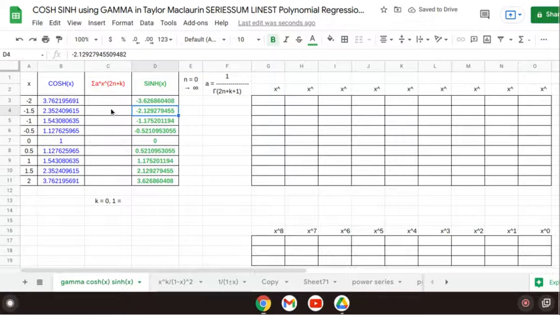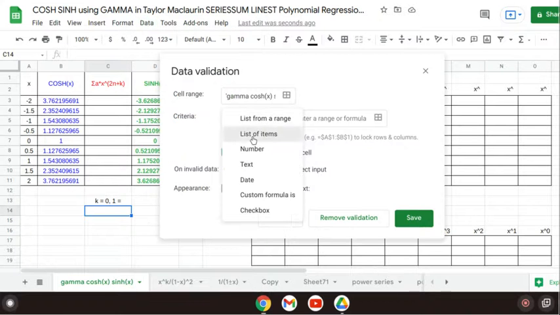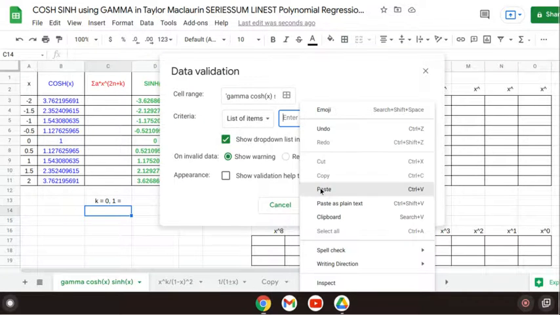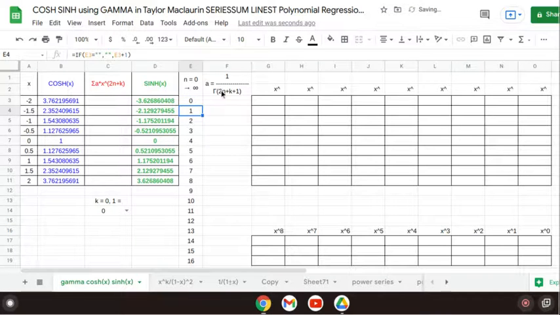and the Taylor-Maclaurin series sum, which is the summation of a times x to the power 2n plus k, where the value of k is 0 or 1. So data validation, list of items 0 or 1. You can start from 0 if it is hyperbolic cosine, 1 if it is hyperbolic sine, and the value of n is from 0 to infinity. So 16 is good enough.